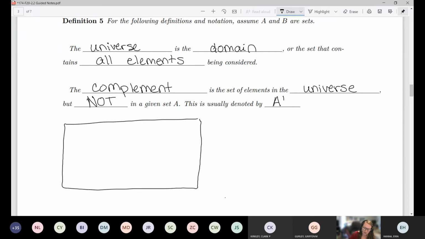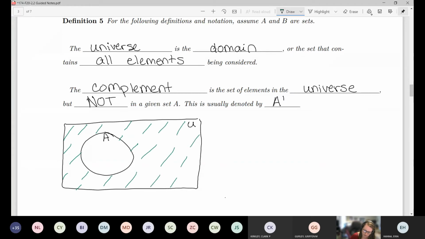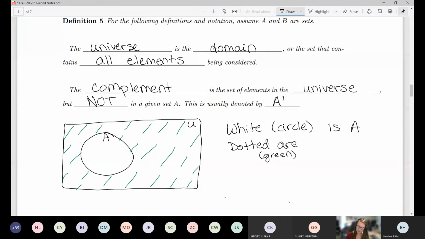So how we would depict this is we would have this box, and the entire box here is going to be the universe. Then I'm going to have some set A inside the universe. So I've got some values out here that aren't part of the set I'm given, but are part of the universe. I've got all this green material out here, if you will, that I'm writing dashes through. So the white inside the circle is A. And that dotted area that I did in a dark green is A prime. It's everything in the entire universe, but not in A. So there's this large set, that's the universe, and then you have the smaller set inside of it. Anything that's not in your smaller set, but is in the universe, is considered A prime, the complement.